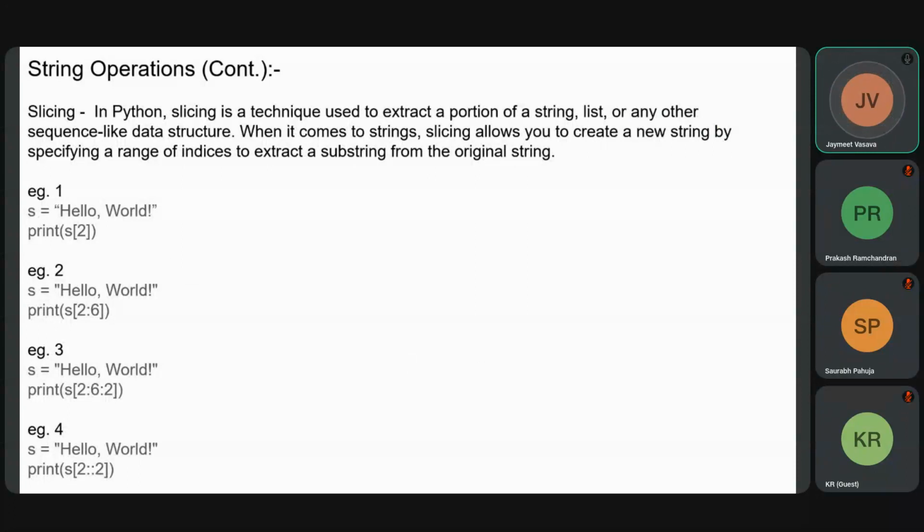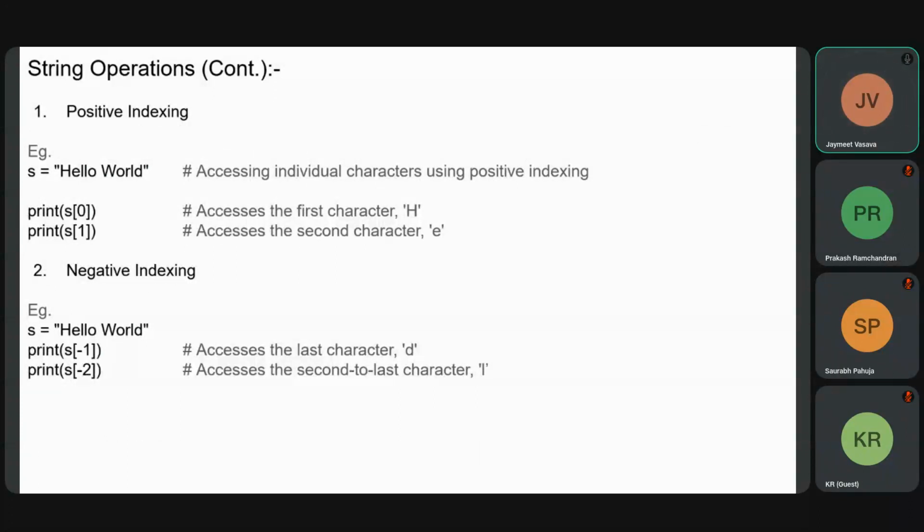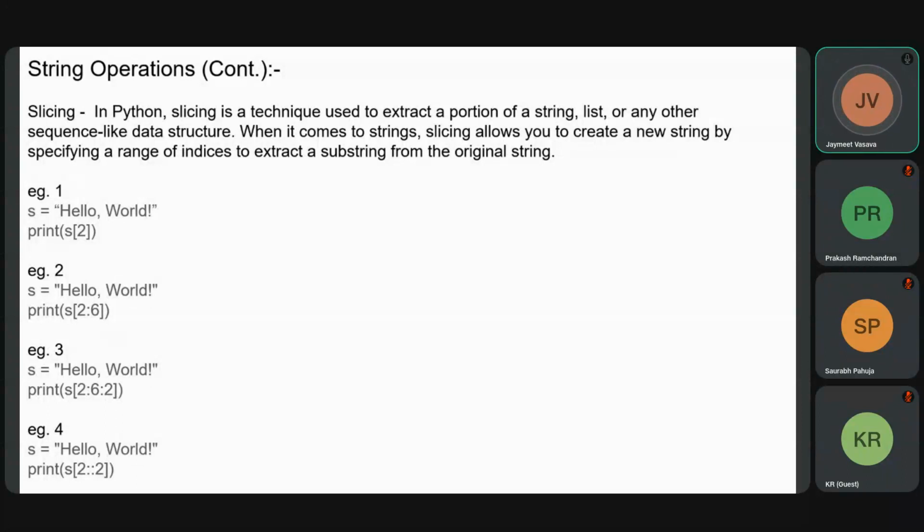Now comes the slicing operation. As we have seen how to access the elements from the start or from the end, or in reverse, the slicing operation helps us take a slice out of the string and access only a particular part of it. In Python, slicing is a technique used to extract a portion of a string, list, or any other sequence-like data structure. When it comes to strings, slicing allows you to create a new string by specifying a range of indices to extract a substring from the original string.